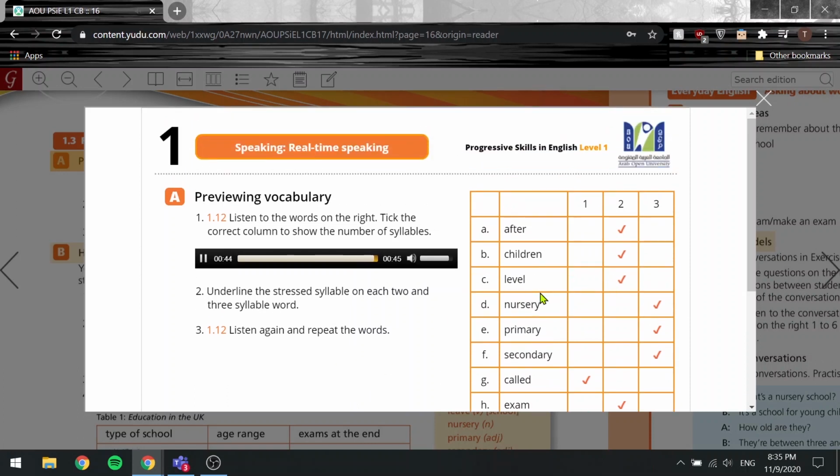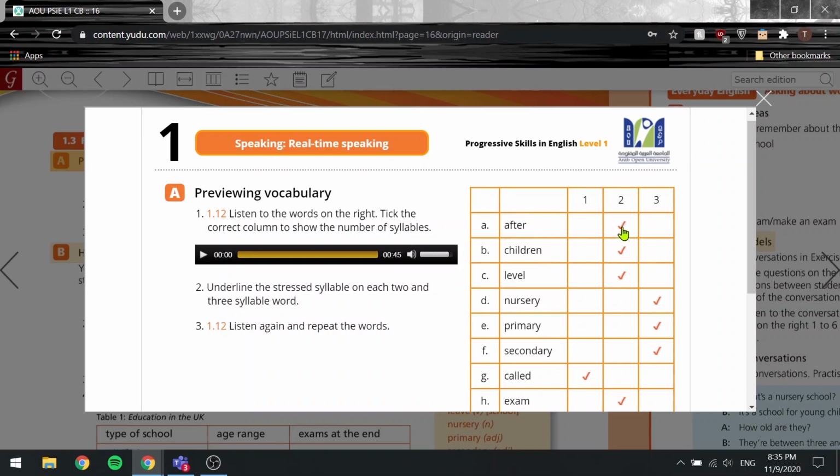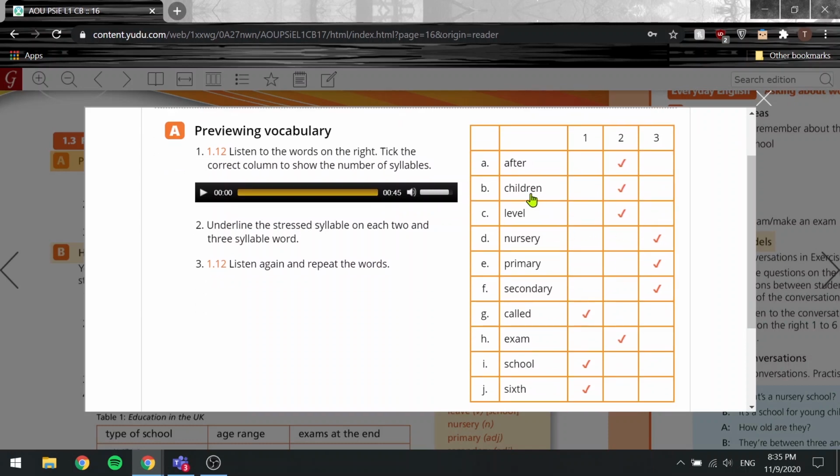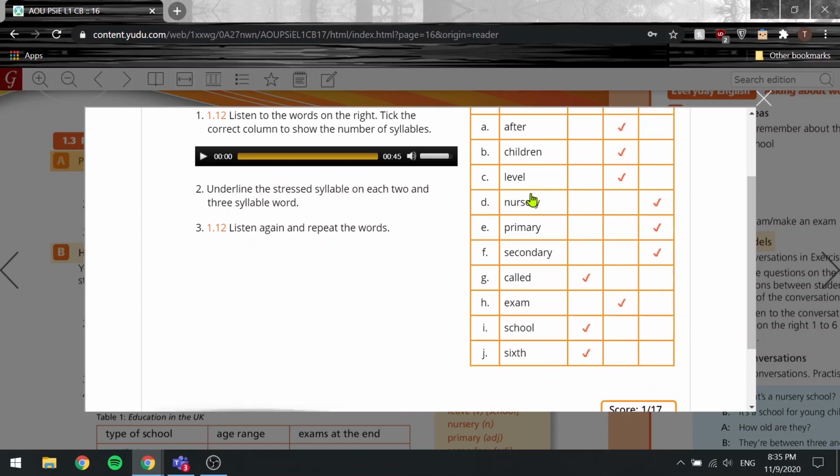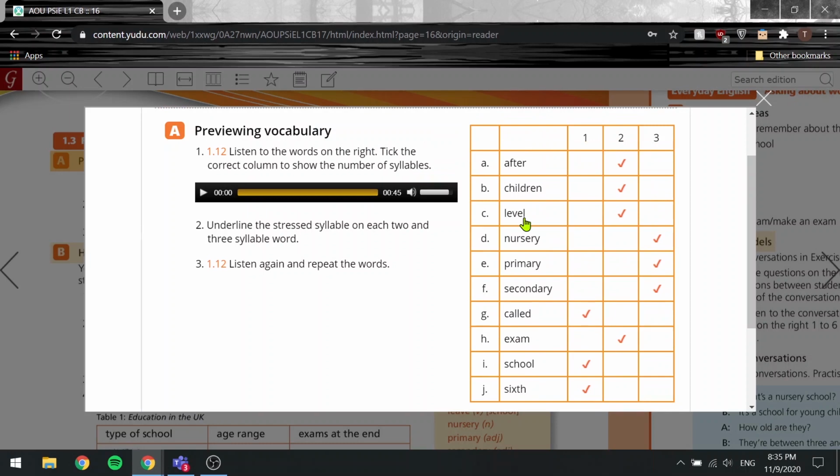Okay, so these were the numbers of syllables in each word. And let me tell you, I'm going to go briefly over this because we've talked about this before. So a word like after, for example, it has two parts, af and then ter. So after, that's two syllables, okay? Children, same thing, chil and dren. Level, again, lev and then l. Nursery has three. You have nur, sir, and then e. So nursery, three syllables.